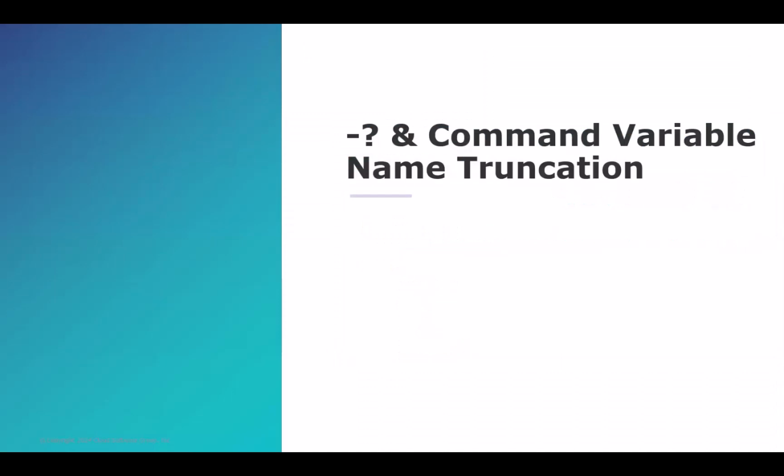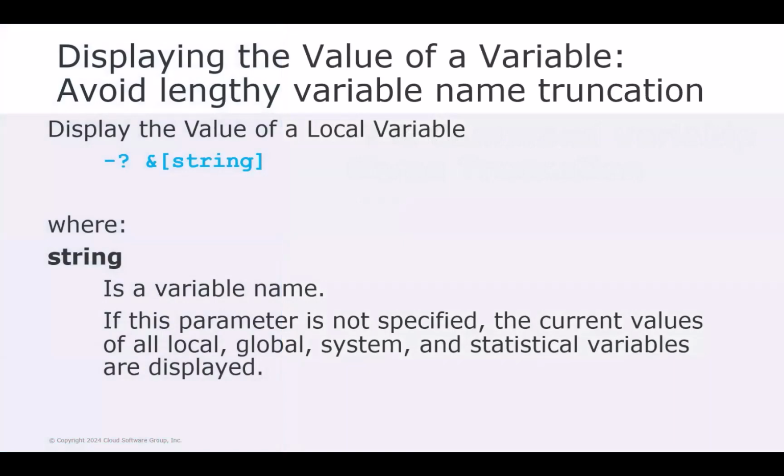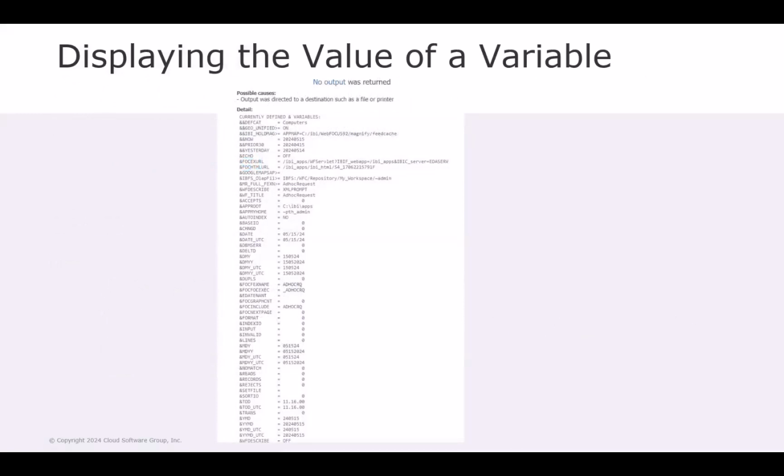Then I have the last point that came into support. I can use a -? space &, right, to get all, if you don't specify a string or part of a parameter name, the start of a variable, you'll get all local, global, system, and statistical variables displayed. Or I could do a -?& and the actual & variable name. So let me just do -? space &, and that'll give me the whole listing.